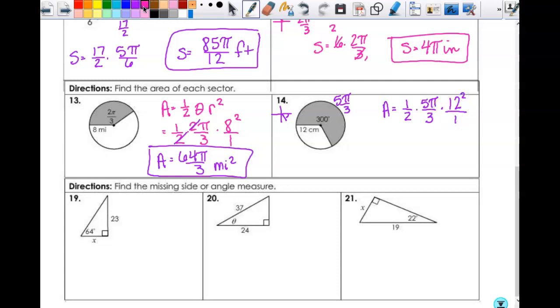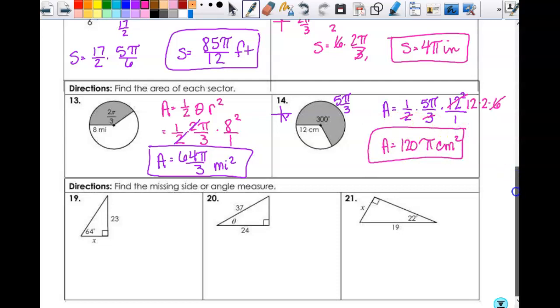Okay, so 2 times 3 is 6, right? Well, 12 squared is 12 times 12. So instead of being 12 times 12, I can divide a 6 out of it. It's basically 12 times 2 times 6, which is the same thing as 12 times 12. And that 6 cancels out with that 6. So I just have this 12 times 2 right here. So 2 times 5 is 10, times 12 is 120. So your area is 120 pi centimeters squared.